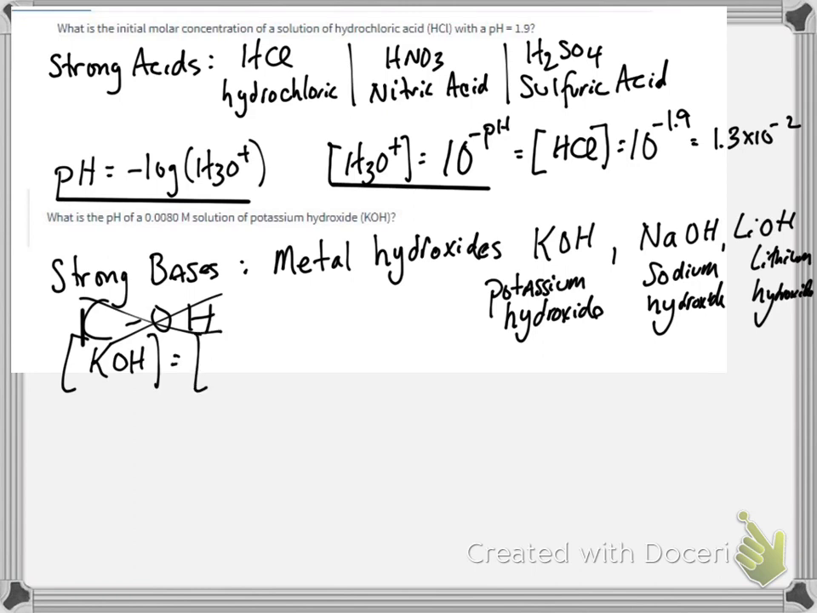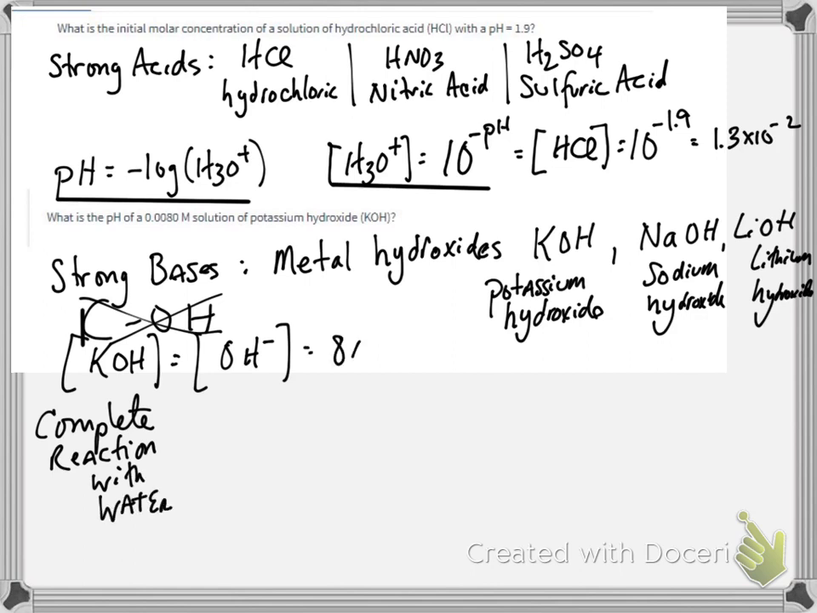So when we say KOH, this is identical, right? Potassium hydroxide, if you have 0.008 molar potassium hydroxide, then that's the same as hydroxide ion. So complete reaction with water. That's what we mean by strong. So 8 times 10 to the minus 3 molar.